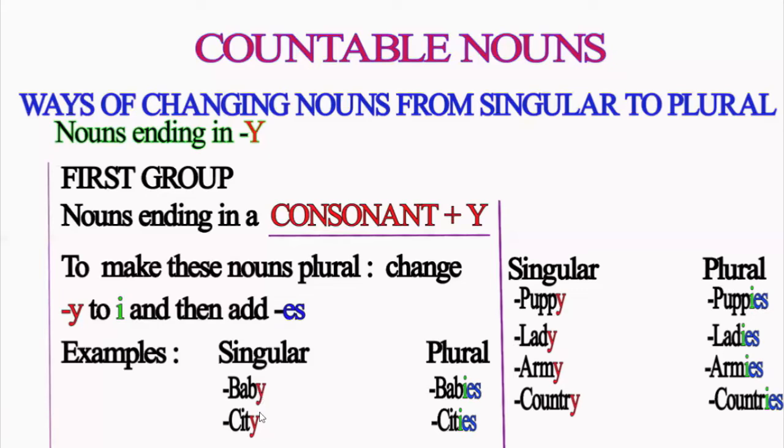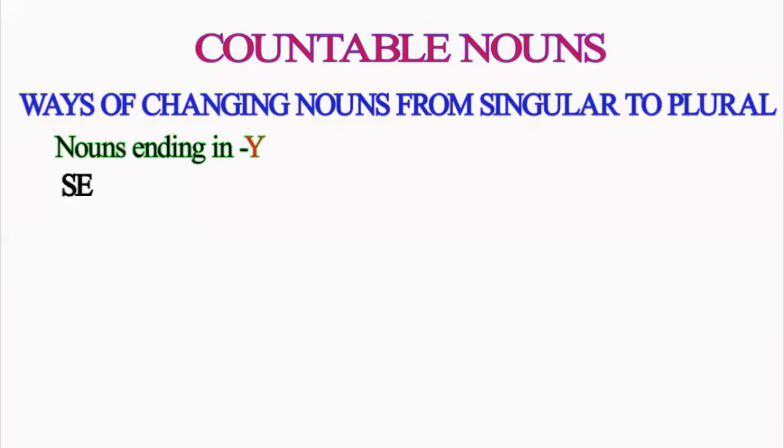City, change this y to i, then add es. City, cities. Puppy, change this y to i, then add es. Puppy, puppies. Lady, change this y here to i, then add es. Army, change this y to i here, then add es. Country, change this y to i, then add es. Simple.